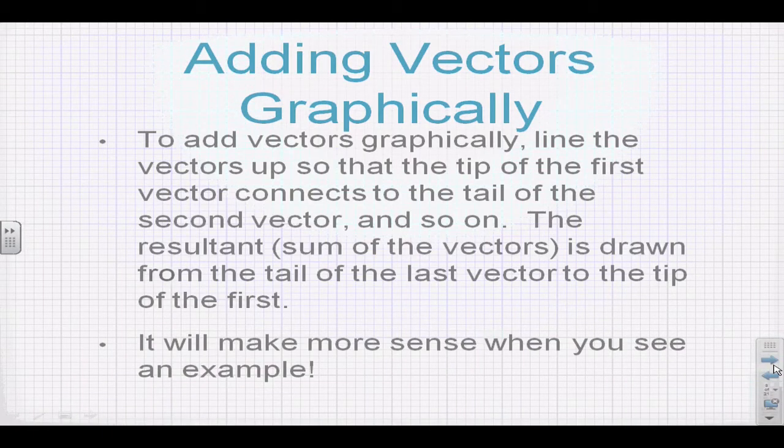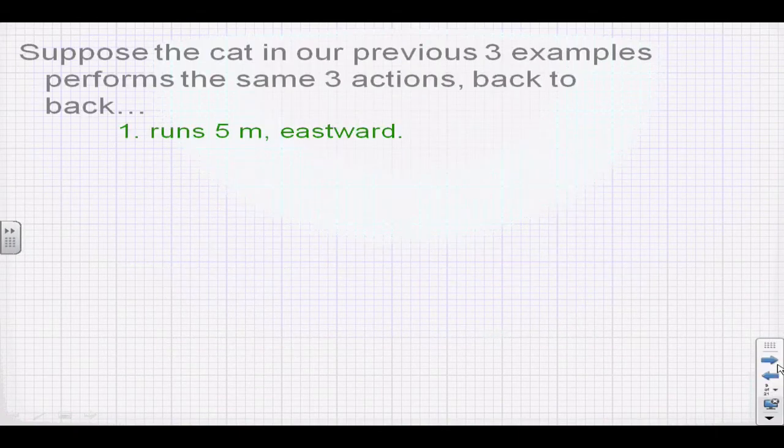When we're adding vectors graphically using the rules that I just showed you, there's other rules that you have to follow. What we do is we line the vectors up so that the tip of the first vector lines up with the tail of the second vector. And then the resultant vector, which would be the sum of all of them, will be drawn from the tail of the first vector to the tip of the last. Now, that's a lot of words, it's a lot of information, and it'll make a whole lot more sense when I actually show you what to do.